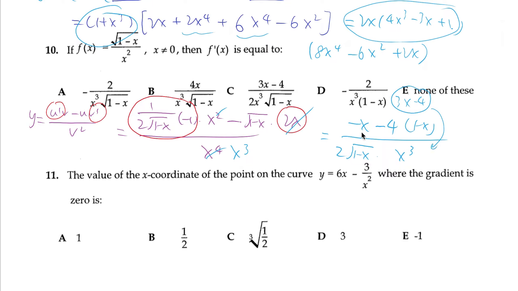That's the numerator, and the denominator is x cubed times 2 square root of 1 minus x, which is part C. So C is the correct answer.